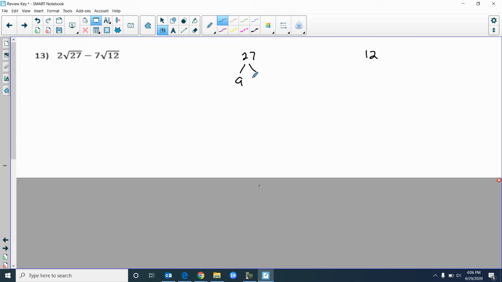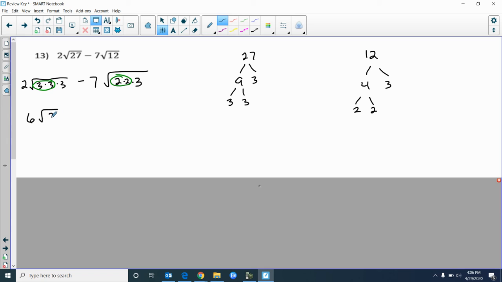Factor tree on 27: 9 times 3, 3 times 3. Factor tree on 12: 4 times 3, 2 times 2. So I got 2 square root, I got 3 3s in here. 7 square root of 2 times 2 times 3. Okay, bring a 3 out and multiply it by the 2. That gives you 6 square root of 3. Take a 2 out, multiply it by 7. 14 square root of 3. 6 minus 14, negative 8 square root of 3.